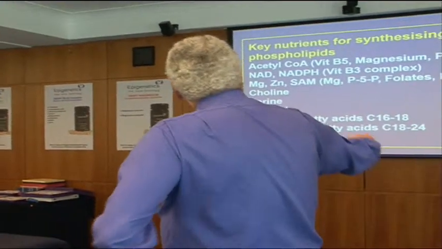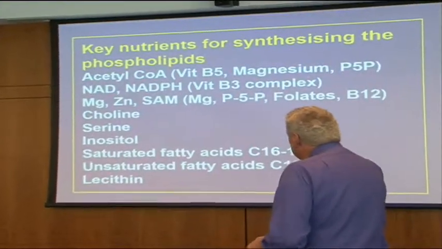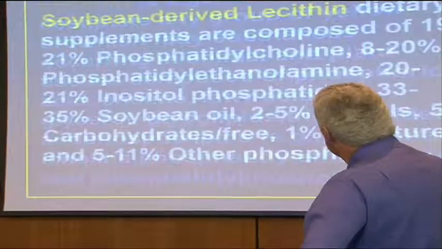So key nutrients for synthesizing phospholipids would be the acetyl-CoA, which we saw with the energy pathway, which involves B3, B5, magnesium. We need choline, serine, inositol. We need our base oils, both saturated and unsaturated, and we need lecithin. So let's get that one.